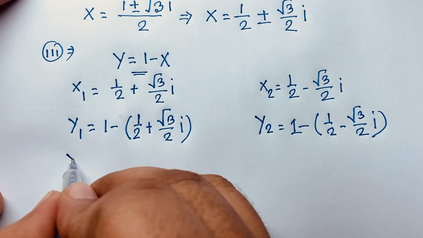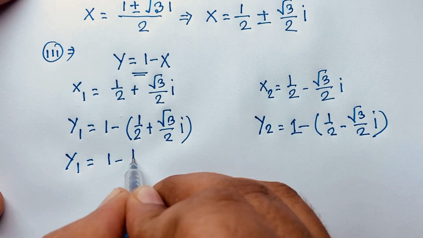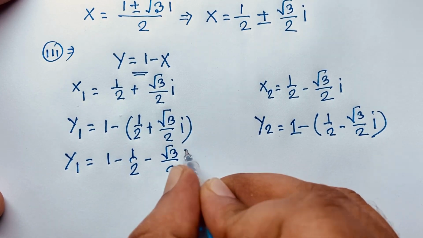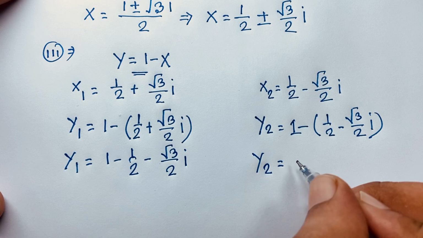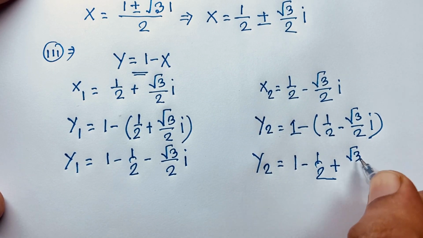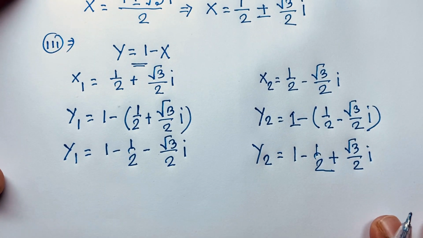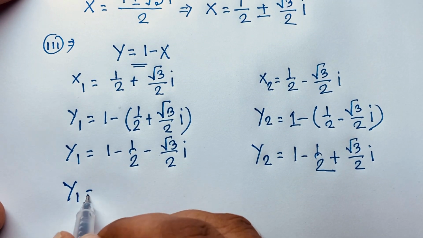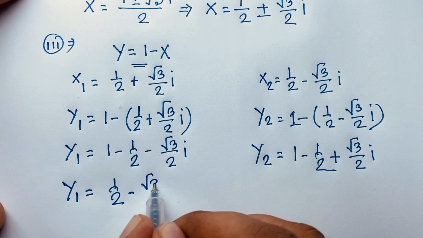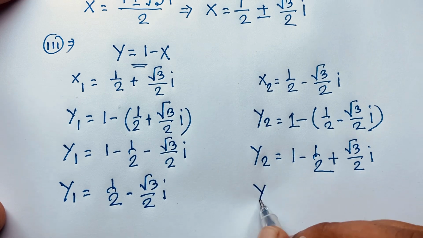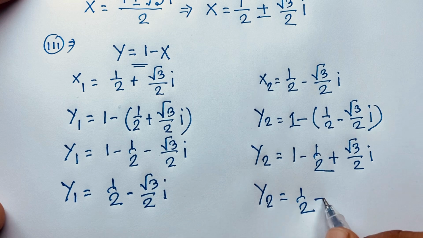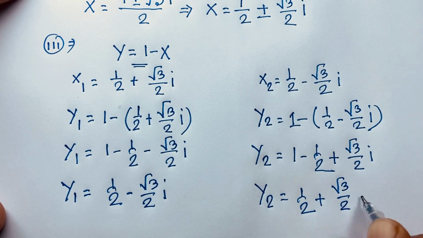Now you can easily see y1 will be 1 minus half, plus minus, it will be negative square root 3 over 2i, and y2 is equal to 1 minus half, but minus minus, it will be plus square root 3 over 2i. Now you can easily see y1, it will be 1 minus half, it will be half, and here is negative square root 3 over 2i, and y2 is equal to 1 minus half, it will be half, but here is positive square root 3 over 2i.